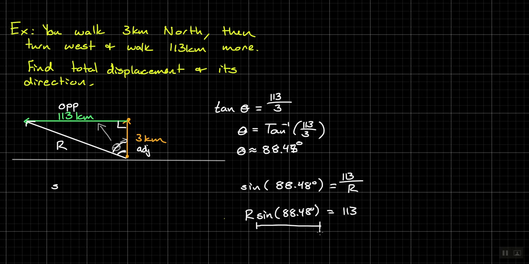just a number. Because it's just a number, if I have R times a number and I want to solve for R, how do you undo a multiply by some number? You divide by that number, right? This number happens to be ugly. On your calculator is where I would answer this. It's 113 divided by, what was that number that we're going to divide both sides by? The sine of 88.48 degrees.